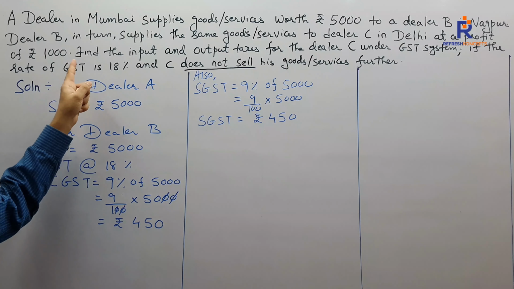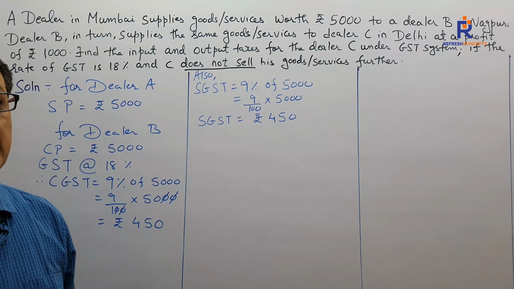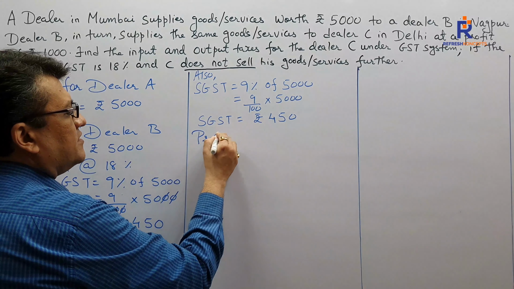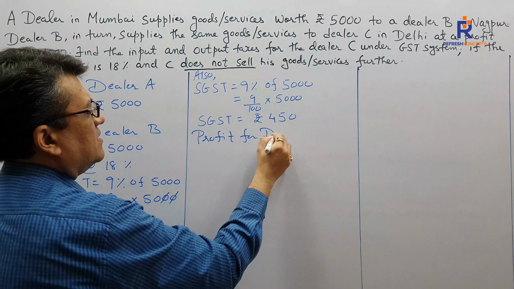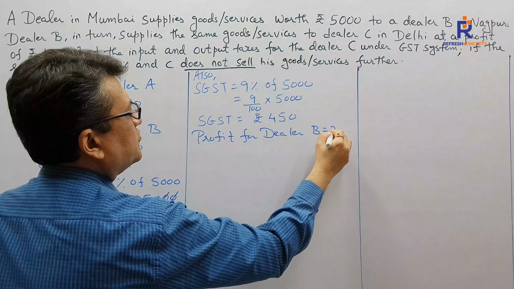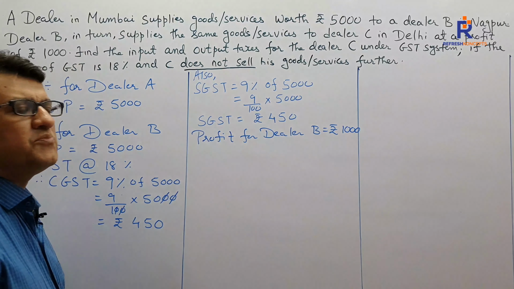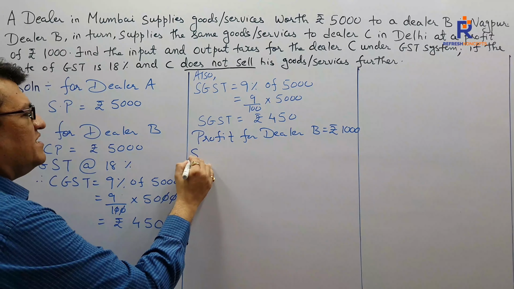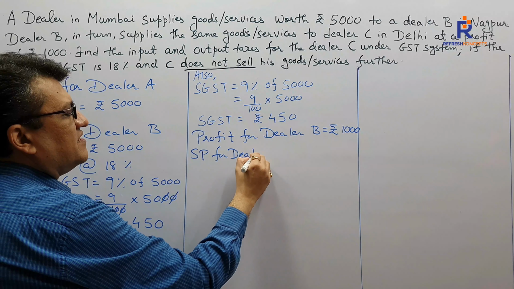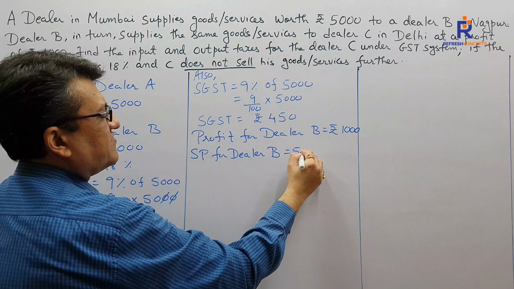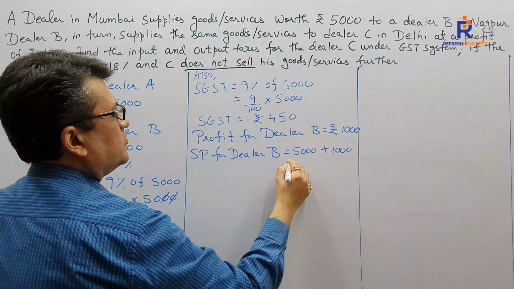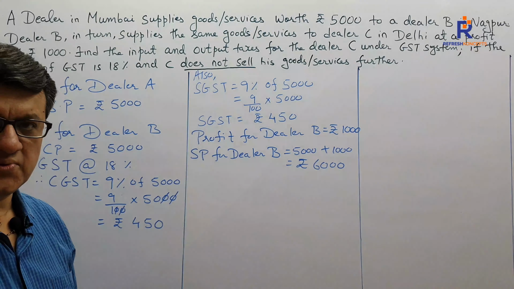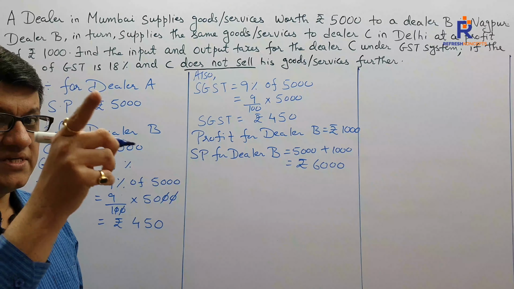Now the question is, find the input and output taxes for dealer C. But here, dealer B is making a profit. Profit for dealer B is rupees 1000. So what is SP for dealer B? SP for dealer B is 5000 plus 1000, rupees 6000. Right? Now, interstate.